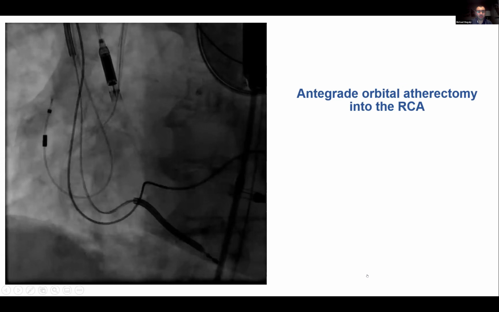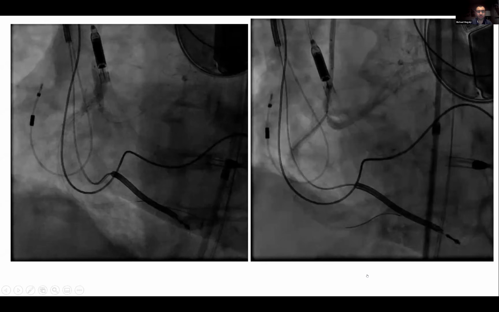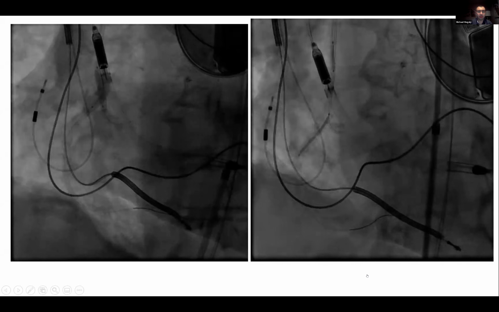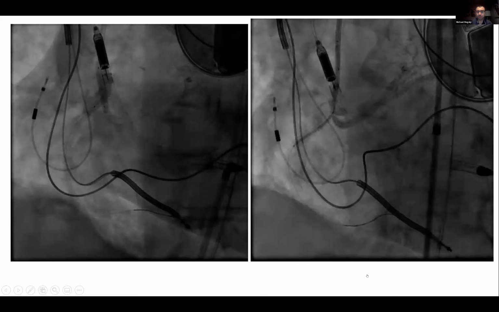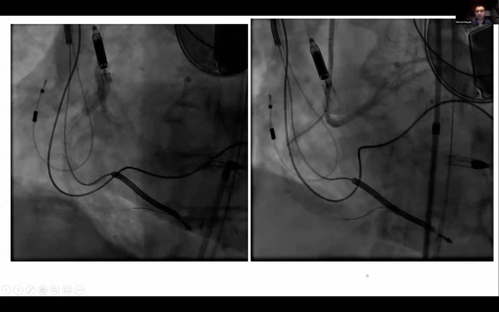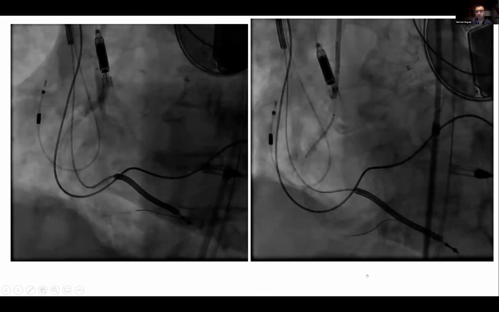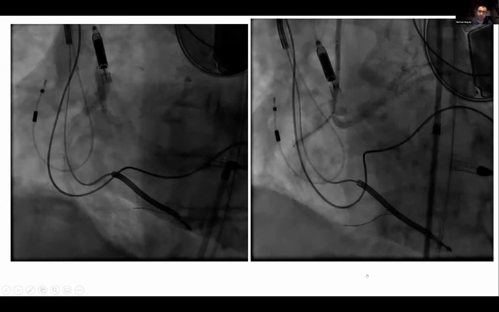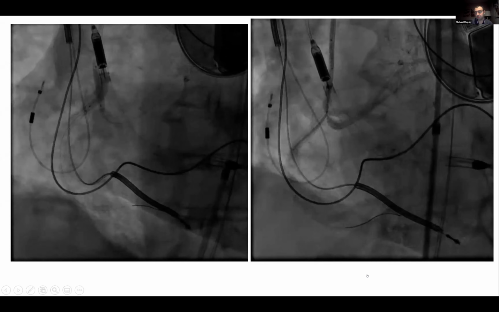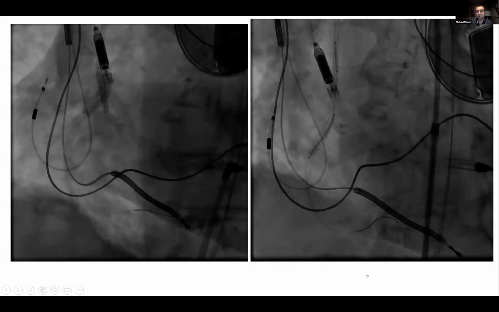Then we rewired. We did the same thing with the RCA with orbital atherectomies, again low speed and high speed. Then we ended up ballooning both, a kissing technique. We decided, because we thought there is a very short stump and they are not totally separate ostia, to do a culotte, standing into one vessel and recrossing, sending the other and just ballooning.